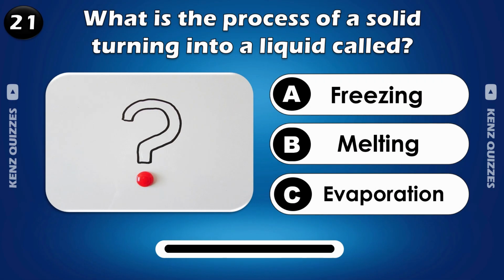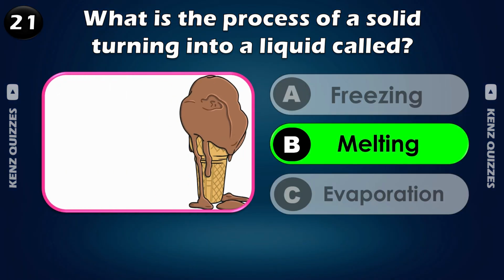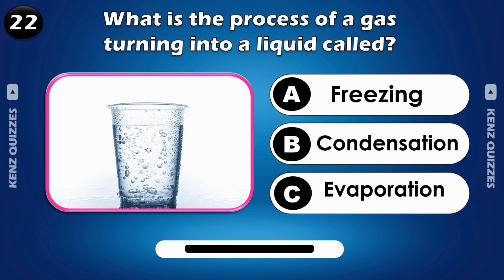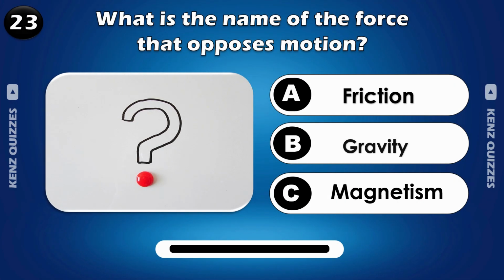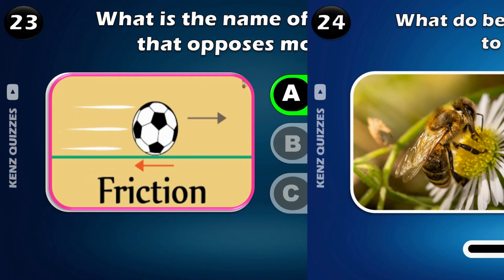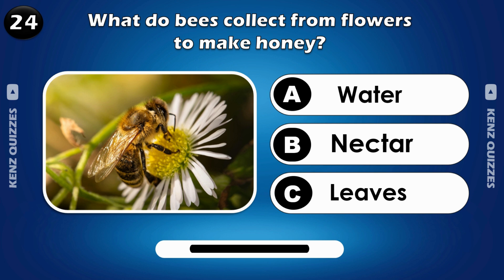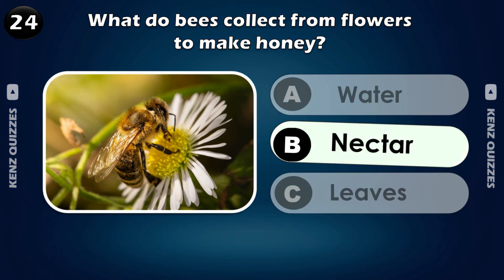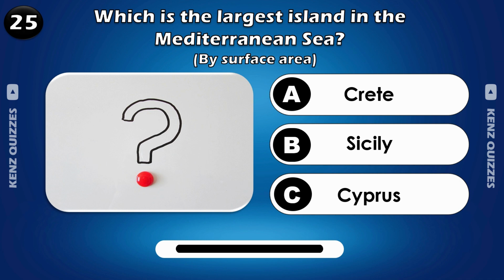Meteorology. What is the process of a solid turning into a liquid called? Melting. What is the process of a gas turning into a liquid called? Condensation. What is the name of the force that opposes motion? Friction. What do bees collect from flowers to make honey? Nectar. Which is the largest island in the Mediterranean Sea?